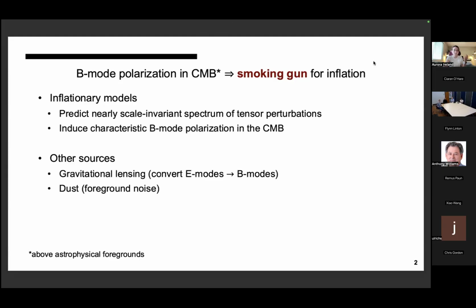There are, of course, other sources of B-mode polarization, and you'll see in a slide or so what those look like. These include gravitational lensing, which can convert the E-mode pattern to a B-mode pattern, and then dust or foreground noise, as BICEP well knows. But as of embarking on this project, inflation was really the only direct primordial source that we were aware of.